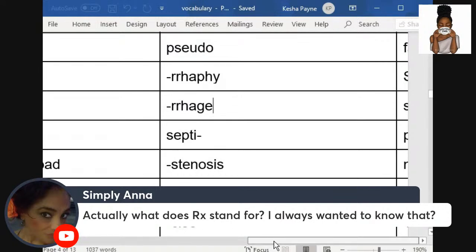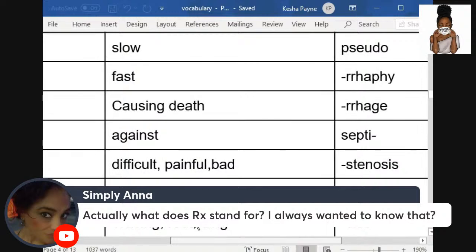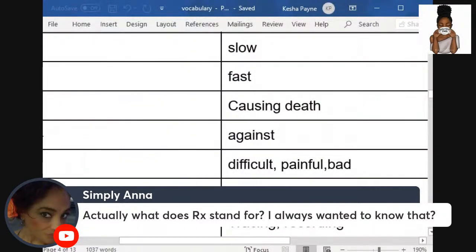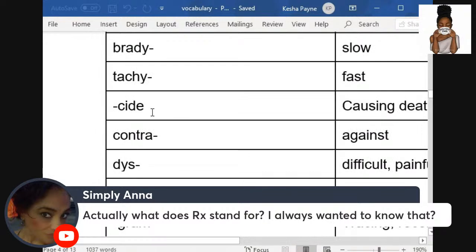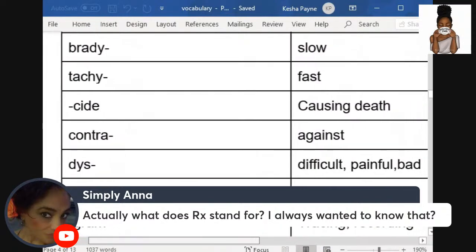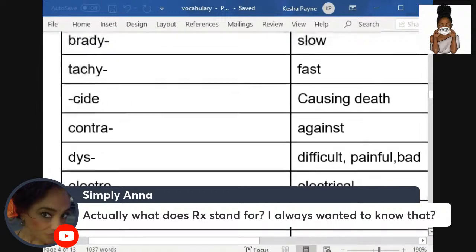Cide is causing death. I remember her going over that one. Contra is against. Dys is difficult, like dysphagia. That's like difficulty, I think it's swallowing. Dys is difficult, pain, bad. Electro is electrical. Gram, tracing or recording.